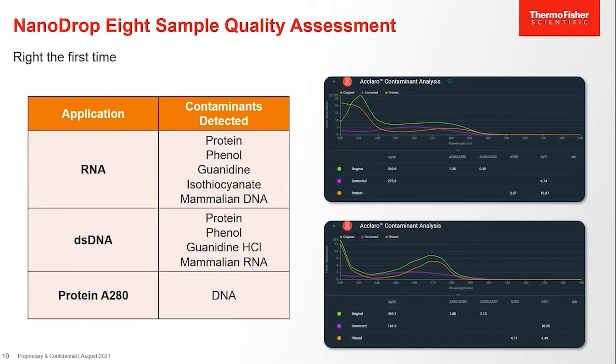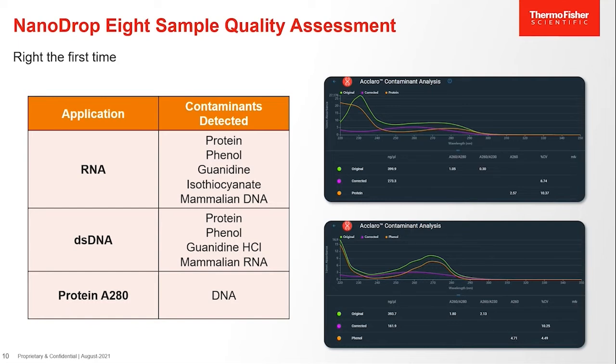We talked about concentration and purity a couple of different times. I made reference to our Aclaro software, and this is really how the Aclaro software works. So the applications for the RNA and double-stranded DNA applications, as well as protein A280, are built with libraries of spectra. And so what we can do is we've trained our chemometric algorithms to identify when a sample is contaminated with protein, phenol, guanidine isothiocyanate, or mammalian DNA when measuring RNA.